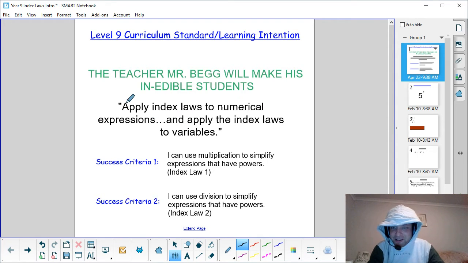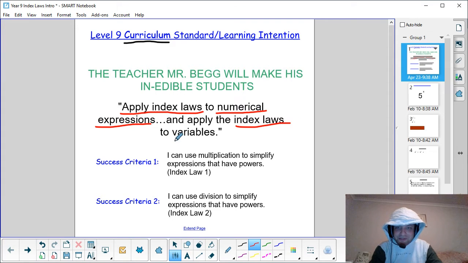What I've got for you here is basically the sentence from the government in the curriculum that tells me that I have to teach you this stuff. So if you're wondering why you're learning it, it's because on a website somewhere called the Victorian Curriculum, I am told that you guys need to learn how to apply index laws to numerical expressions and apply index laws to variables. So essentially what that means is you've got to learn how powers work, and you've got to know how to use powers with numbers, but also with letters as well.